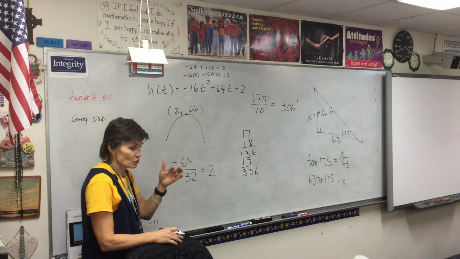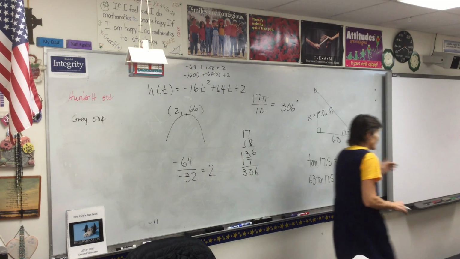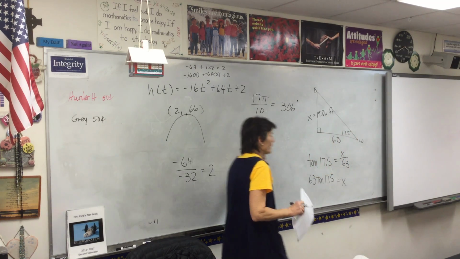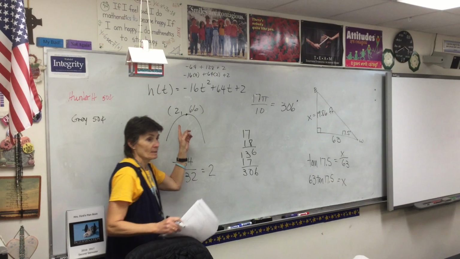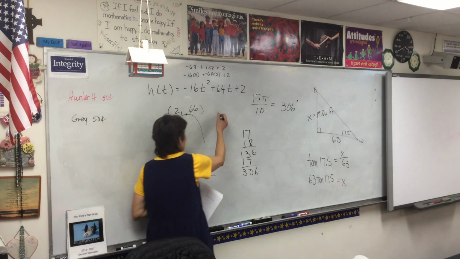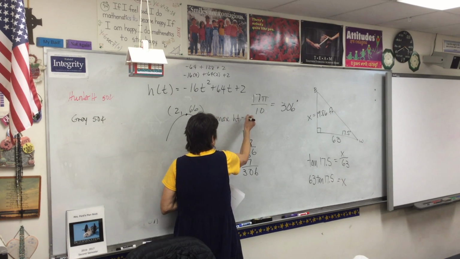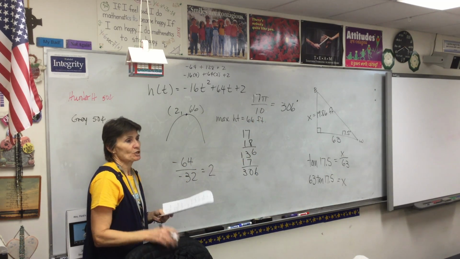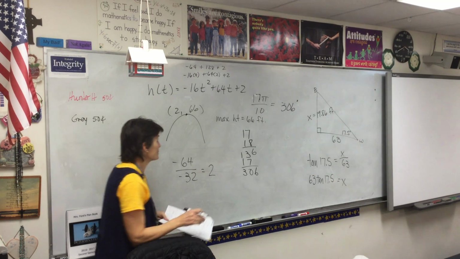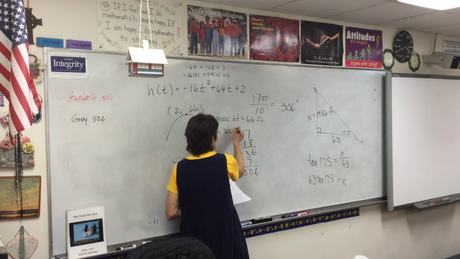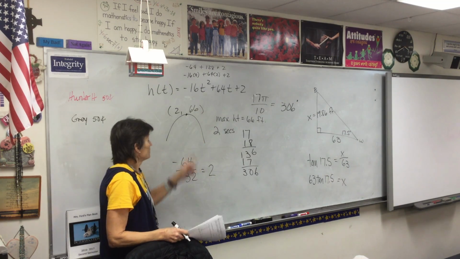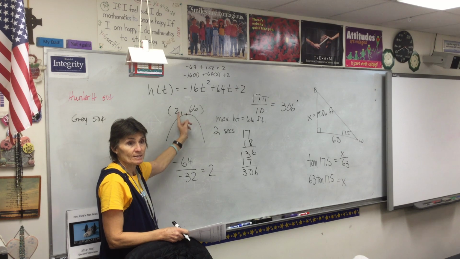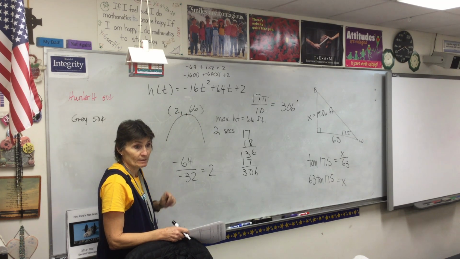So it's a 2-part question. Let's make sure we answer the question. The first one says, find the maximum height. What is the maximum height? 66 feet, right? So max height, 66 feet. When does it reach the maximum height? 2 seconds. This is the time, and this is the height. This is the seconds, this is the feet.